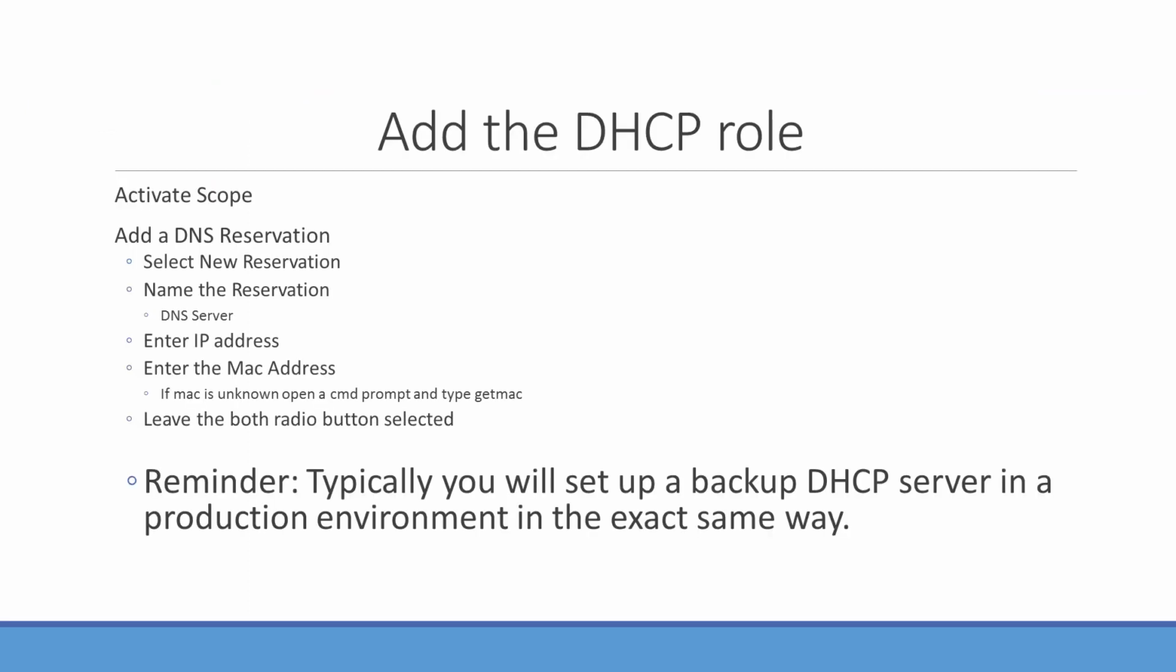So now we're going to activate the scope. As you can see in that wizard, it already activated the scope for us. But if it was not activated, what you would do is you would right click on the scope and go down and click Activate Scope. I will show you that here once I get the server back up and show you how to do that process. Now I'm going to add a DNS reservation.